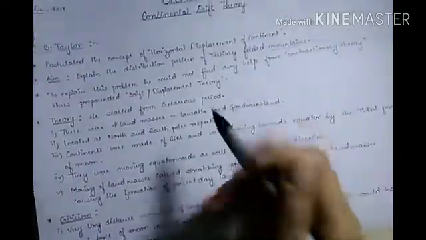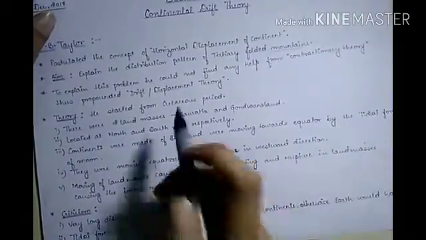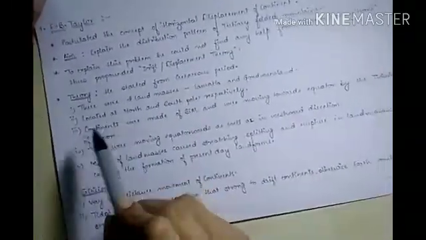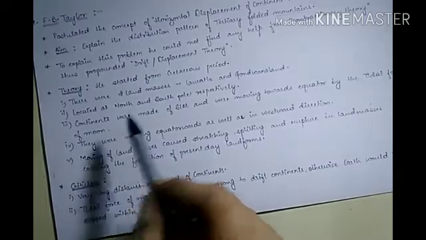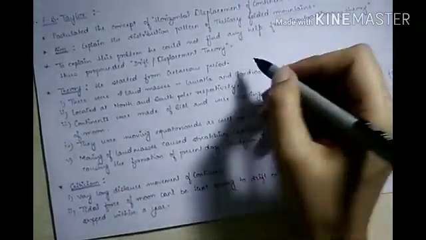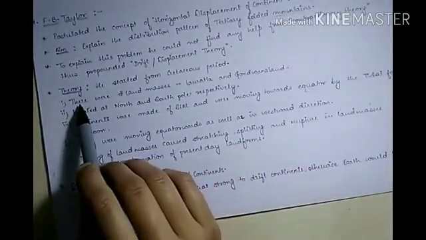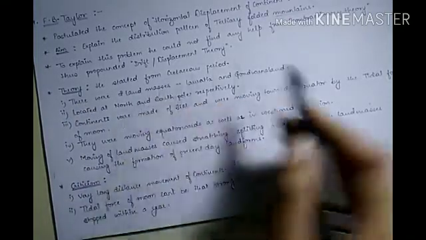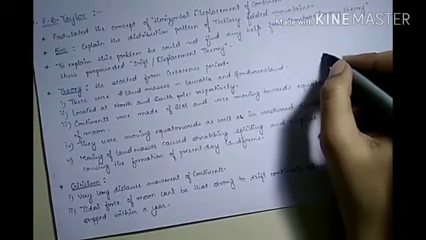To explain this pattern of tertiary folded mountains, he propounded this drift displacement theory. In this theory he started from the Cretaceous period. He did not explain anything about the pre-Cretaceous period. He said that initially there were two land masses, that is Laurasia and Gondwana landmass.